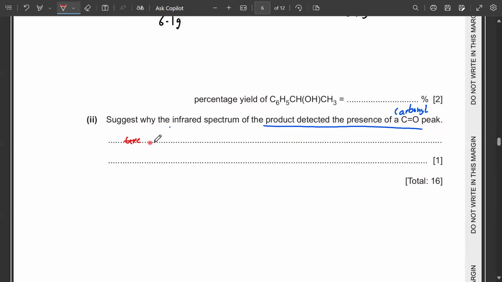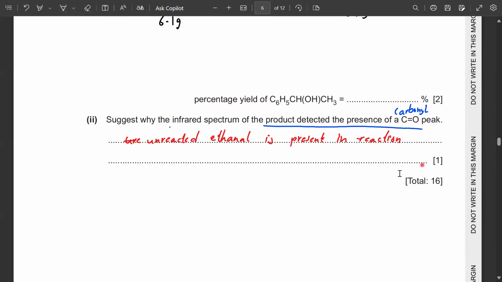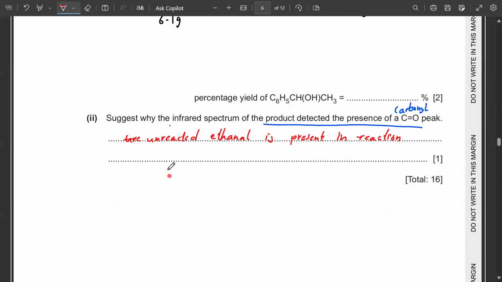So we would say unreacted ethanal is present in the reaction, and that ethanal is containing the carbonyl group. Now we have just finished the question one. Question one is completed.